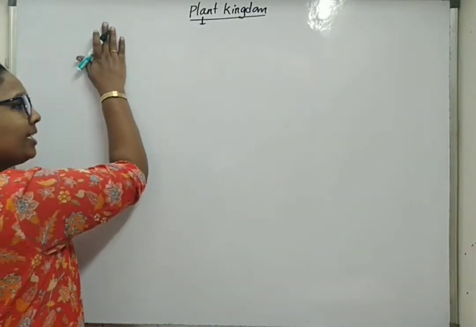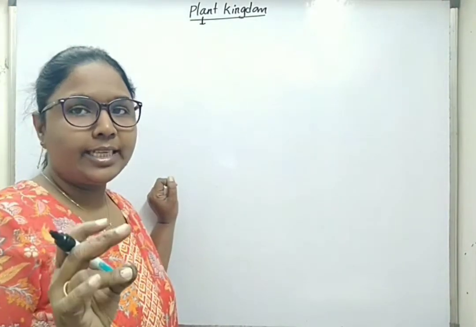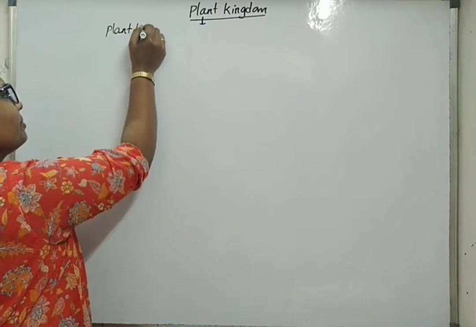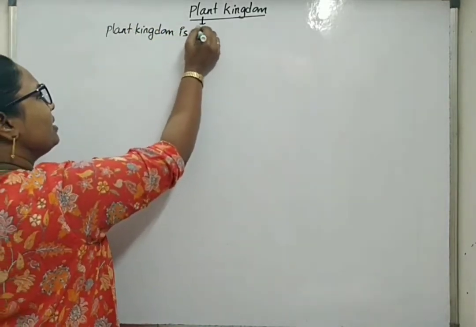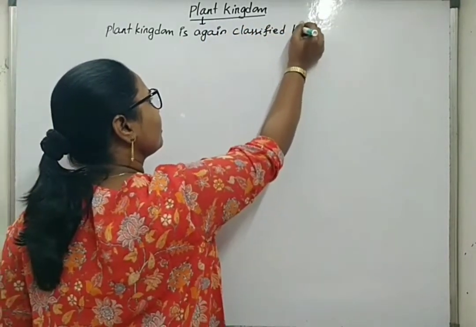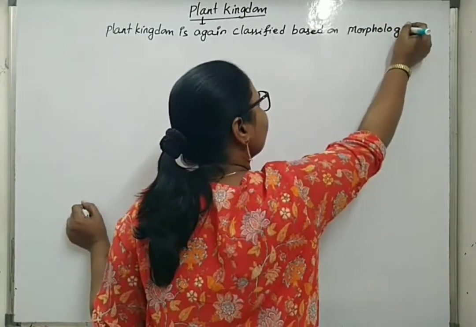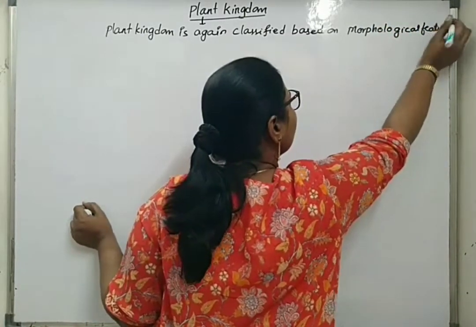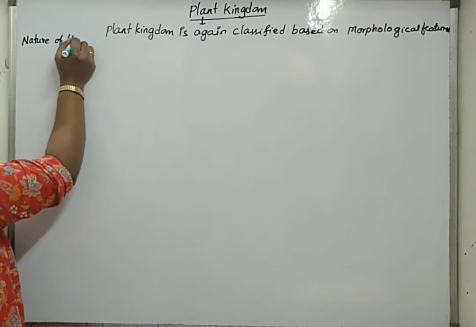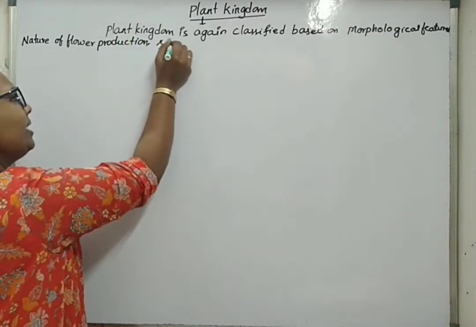Now the plant kingdom is again classified based on the morphological features, the nature of flower production, and the seed or fruit production.